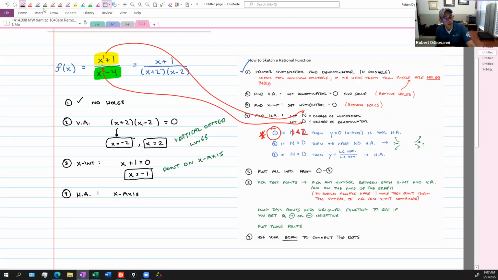Now, what does this represent on our graph? This is a horizontal dotted line. But you only draw this at the edges, only at the ends of the graph. And as I told you all last time, this horizontal asymptote acts like a magnet, and it pulls our graph towards it at the ends of the function only.